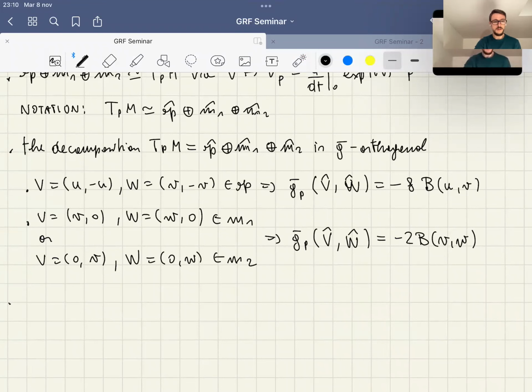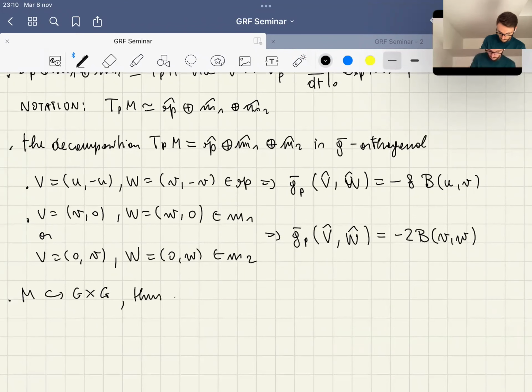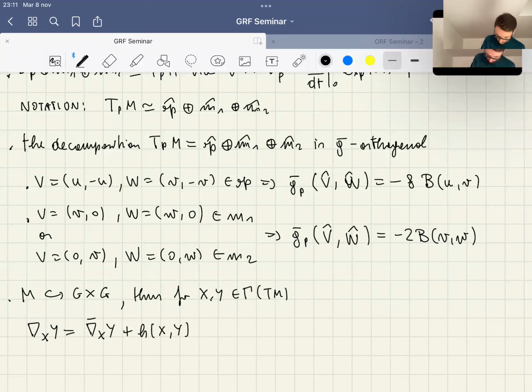So now, to proceed, you focus on the fact that M embeds inside G cross G, and thus, for, let's say, X and Y vector fields on M that are arbitrarily extended to the whole G cross G, you can split the Bismut connection on G cross G as follows. You get the Bismut connection on the manifold M induced by the pair overline G overline H, plus the second fundamental form of the immersion, plus a third summand, which is just the torsion evaluated at XY, projected onto the orthogonal complement.